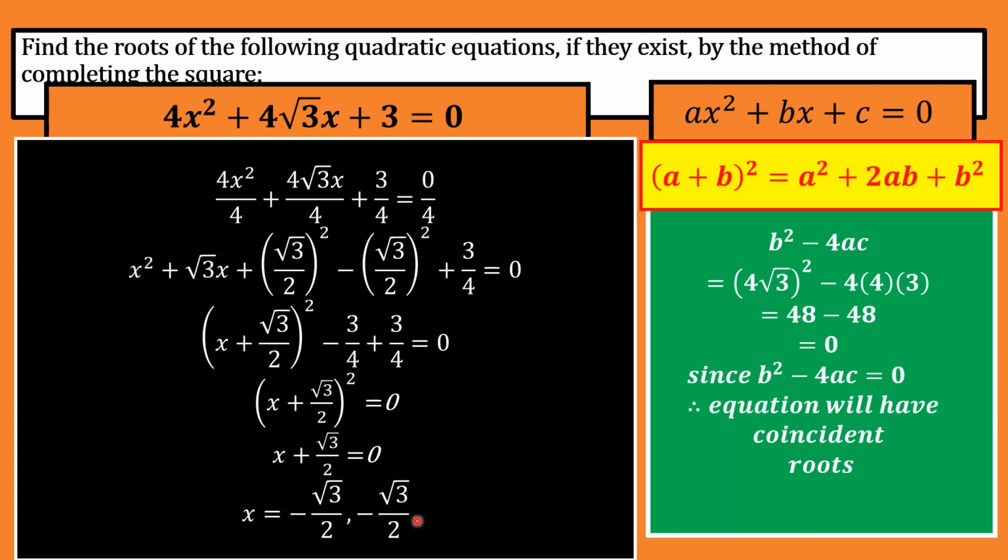Coincident roots, two equal roots. So that's how it works. We'll practice this trick method in further questions also, right? Now, let's move further.